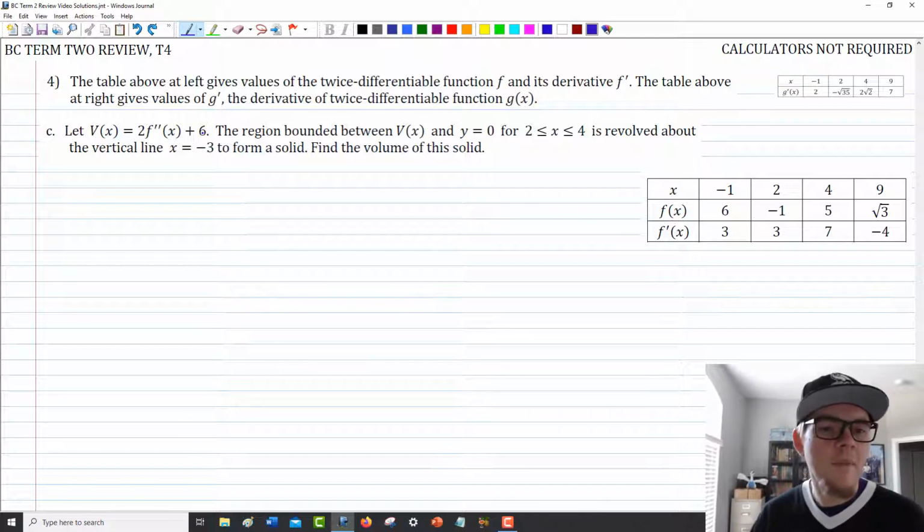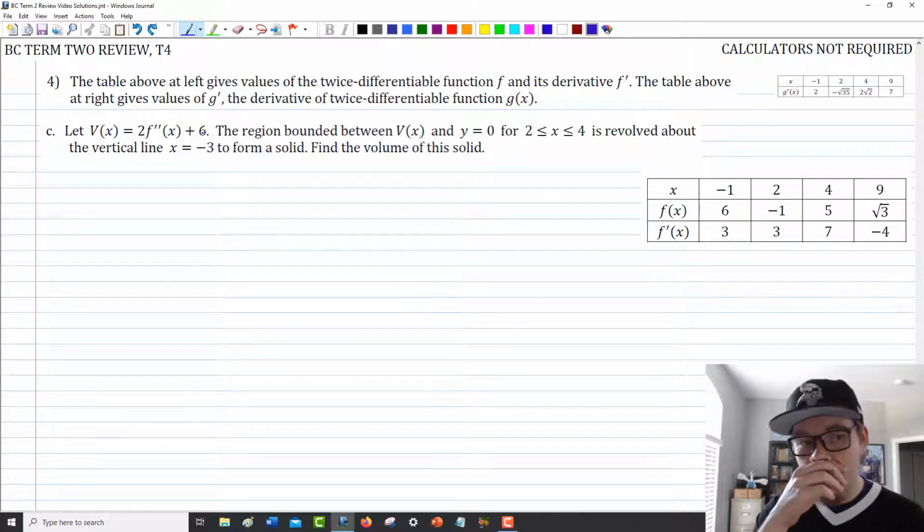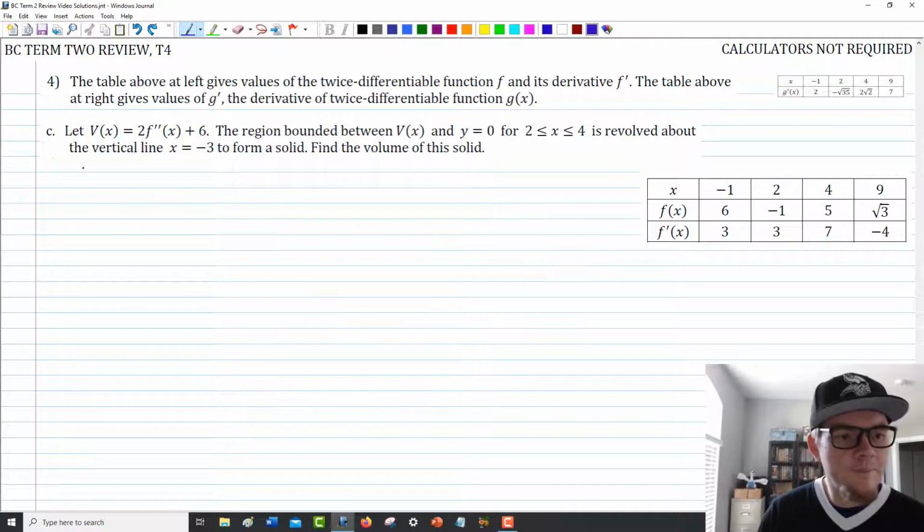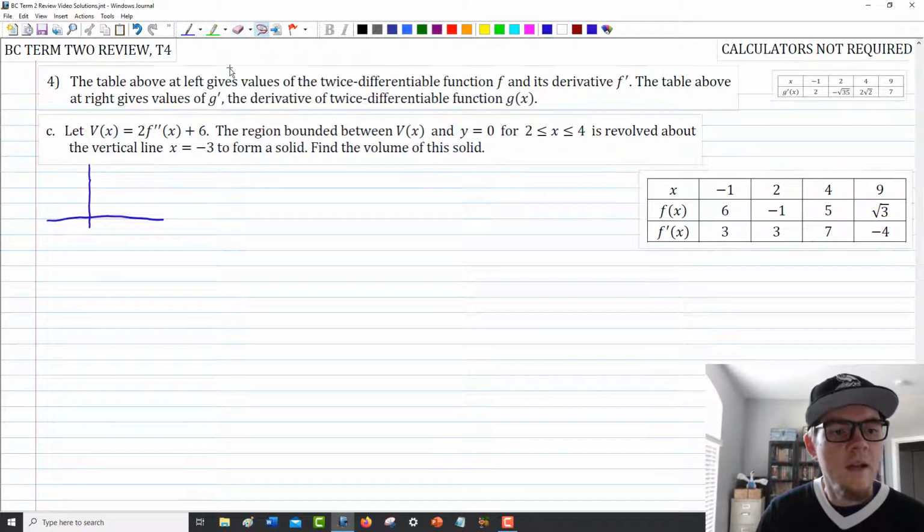I have no idea. It says the region bounded between v of x and y equals 0 for 2 to 4 is revolved about the vertical line x equals negative 3 to form a solid. Find the volume of the solid. So this is going to be a challenge. I'm not going to lie.